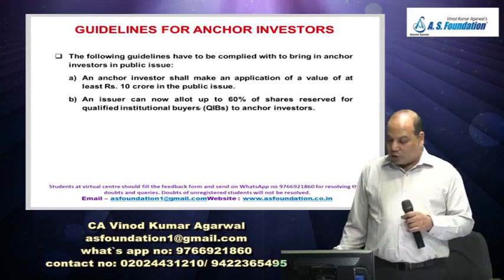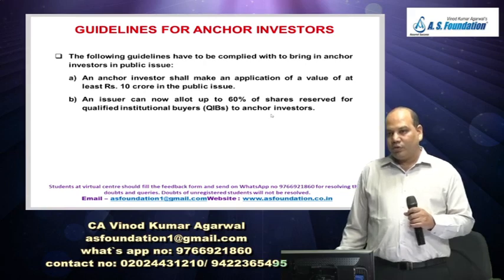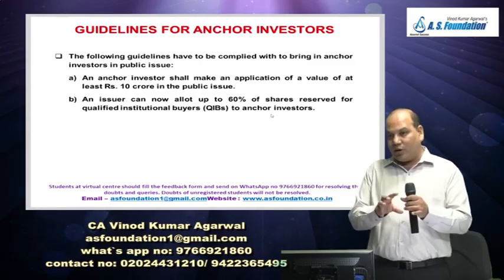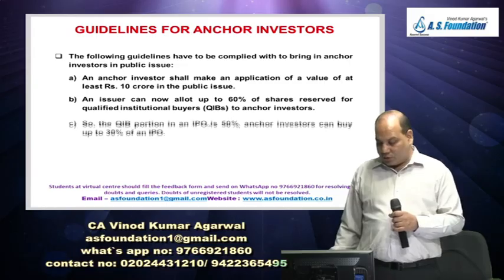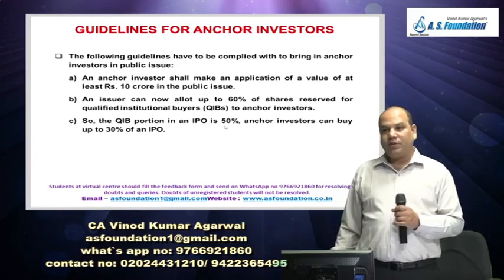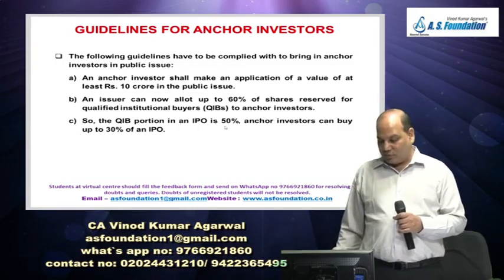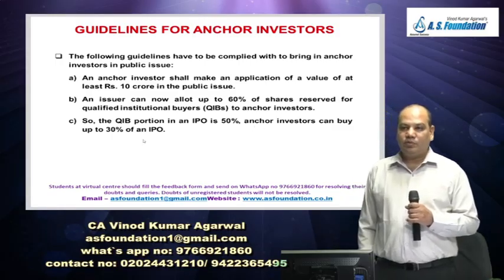An issuer can now allot up to 60% of the shares reserved for QIB to anchor investors. Not 60% of the entire issue. 60% of the portion which is reserved for QIB. Okay, so for example, if the QIB portion in an IPO is 50%, 60% of 50%, anchor investors can buy up to 30% of the IPO.